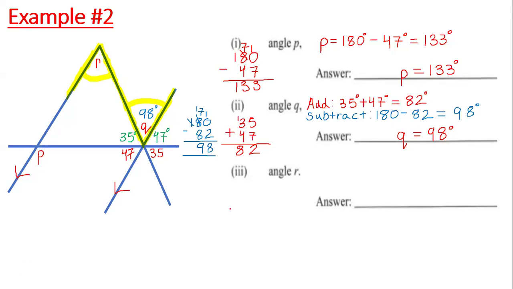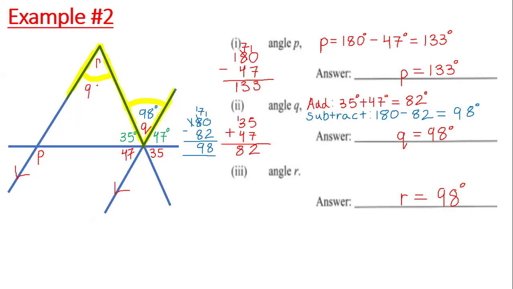So what shape do alternate angles form? A Z or S shape. Very good, a Z or S shape. This is also 98 degrees. All right. So R is equal to 98 degrees.